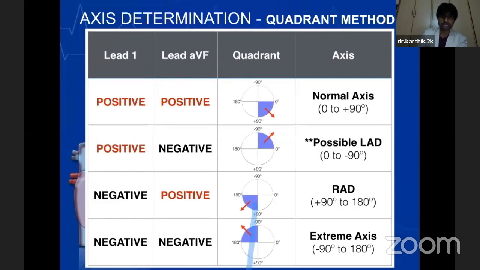If lead 1 is positive, however, lead AVF being negative, that means the axis is moving away from 90 degrees, but more towards lead 1. So the axis may be between 0 to minus 90 degrees, possibly a left axis deviation. If lead 1 is negative and lead AVF is positive, that means it is moving away from 0 degrees on lead 1 and going more towards lead 3, then it is a right axis deviation.